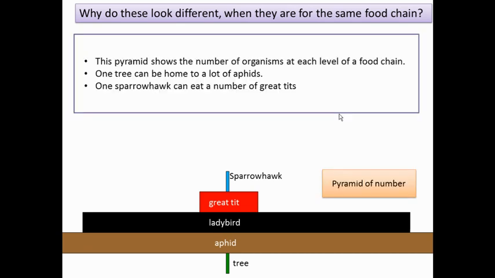So if we put this into the pyramids, have a look at this bottom pyramid. It's a pyramid of number. It shows the number of organisms at each level of the food chain. One tree can be home to lots of aphids. So remember those numbers that we were talking about. We've got one tree, but 25 million aphids, okay? And one sparrowhawk then eats lots of great tits, okay? So we've got one sparrowhawk and more great tits.